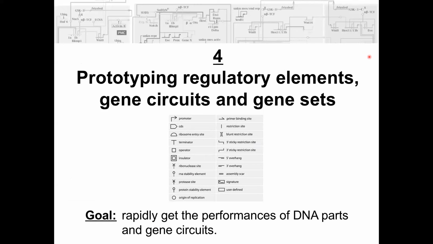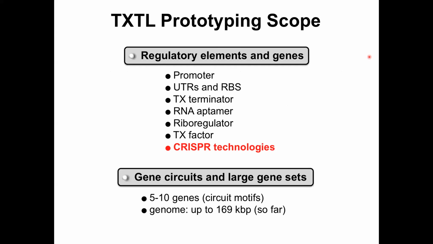Let me return to the prototyping more standard style, and I'm going to take two examples here. Very far prototyping CRISPR technologies and prototyping executing large gene sets. What you can do right now in terms of prototyping, here it is. I showed promoters, but you can do UTRs, RBS, terminators, any RNA aptamers, riboregulators, transcription factors, any genes. And the last one that we have done in collaboration with the laboratory of Chase Beisel, now in Germany, is do CRISPR. And you can also prototype gene circuits.